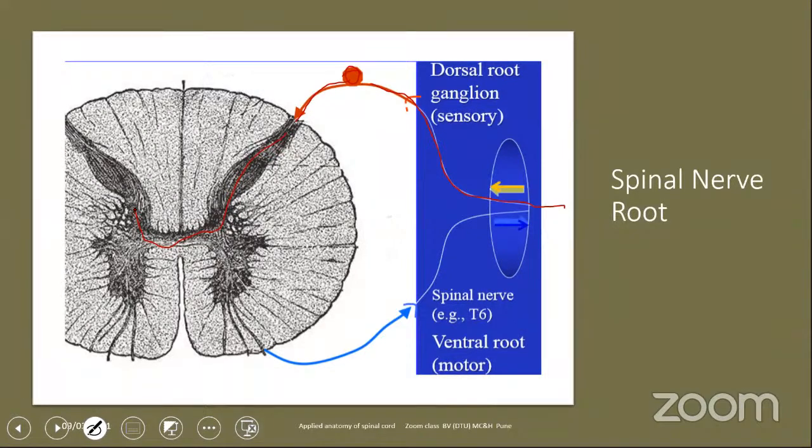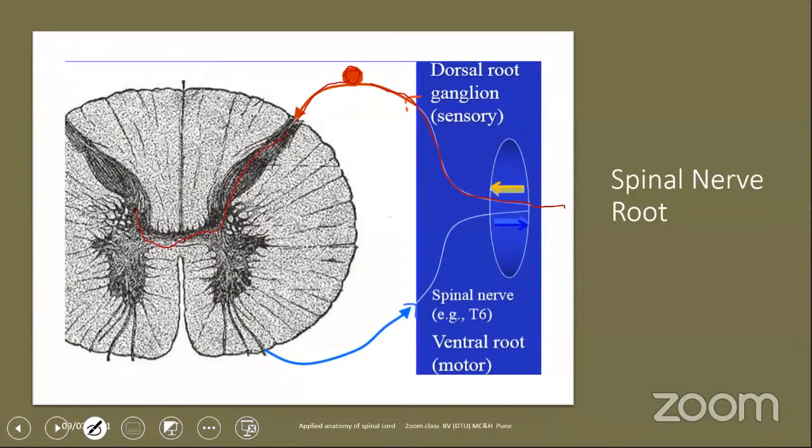They ascend in the ipsilateral posterior columns, which are not crossed in the spinal cord, but they cross at the cranial end of the spinal cord. And this particular anatomy is worth remembering because it is responsible for the diagnosis of Brown-Séquard syndrome, which you will learn in the next class.